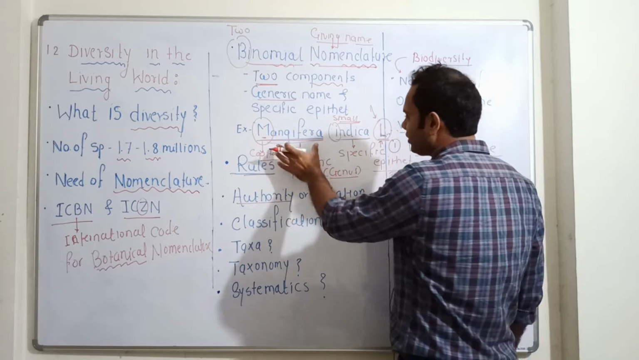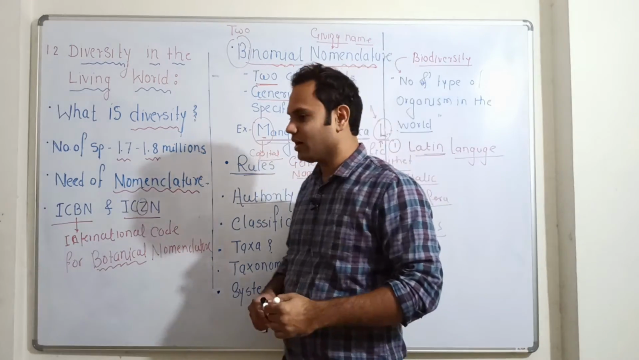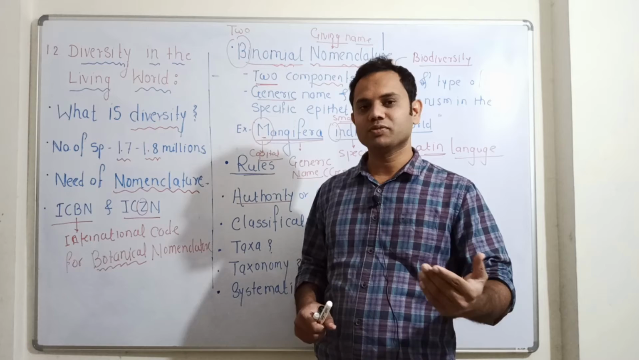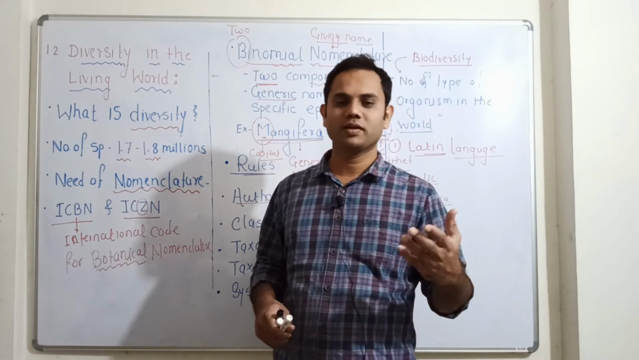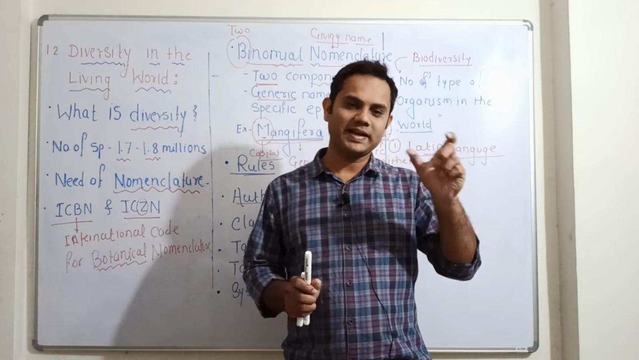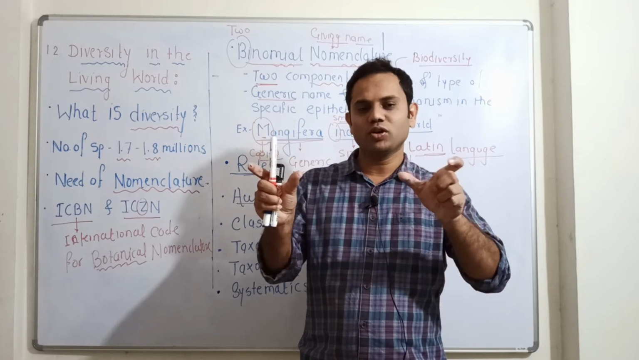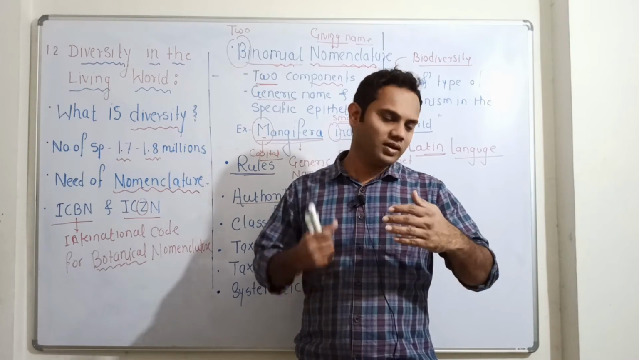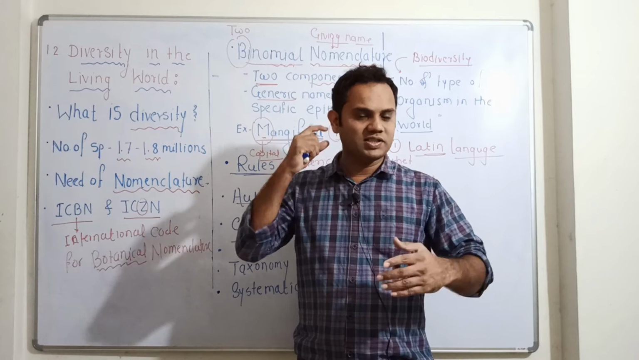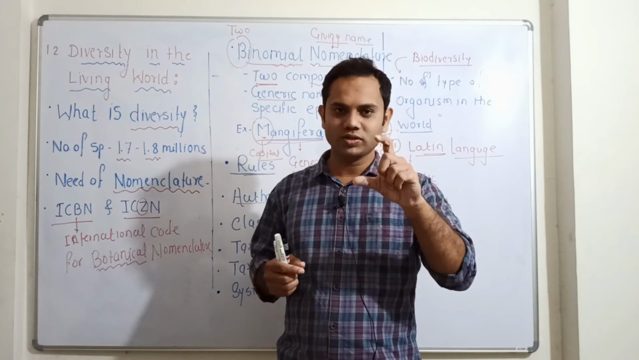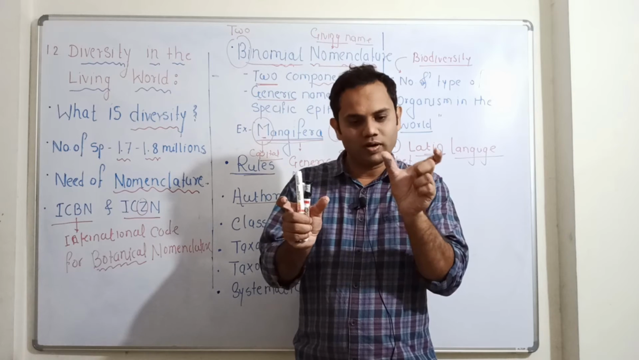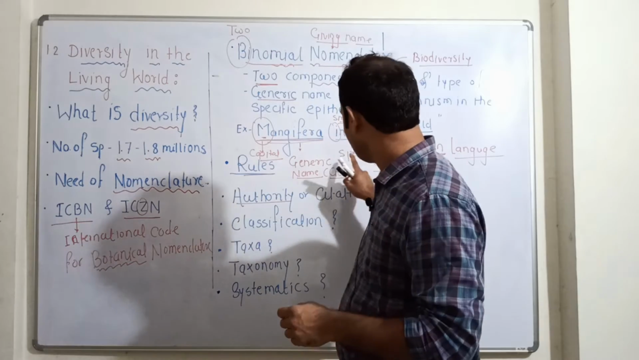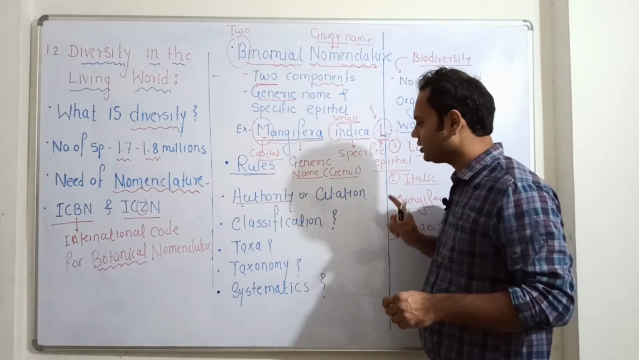Here you have been given the example of Mangifera indica. You may take the example of Psidium guajava, which means guava. Here Psidium is your genus name and guajava is your species name. Likewise, you can take any other examples. Ziziphus jujuba, the jujube, also has one generic name and one specific name. So these are some of the rules, and this L is your authority or citation.